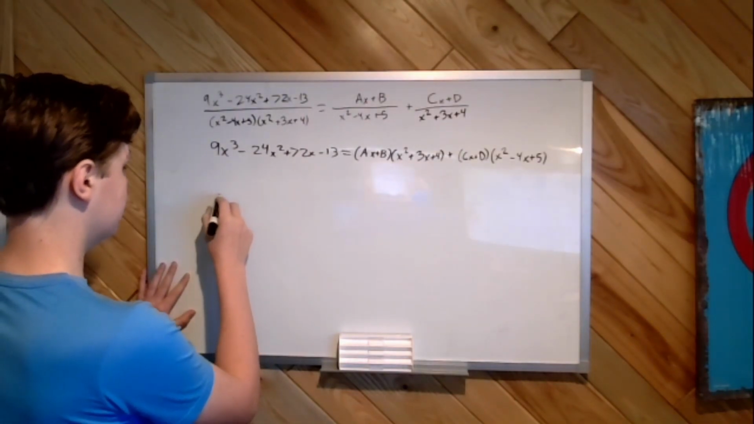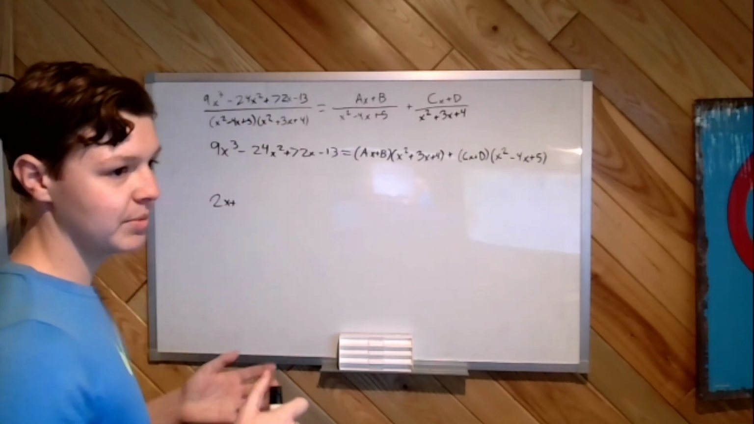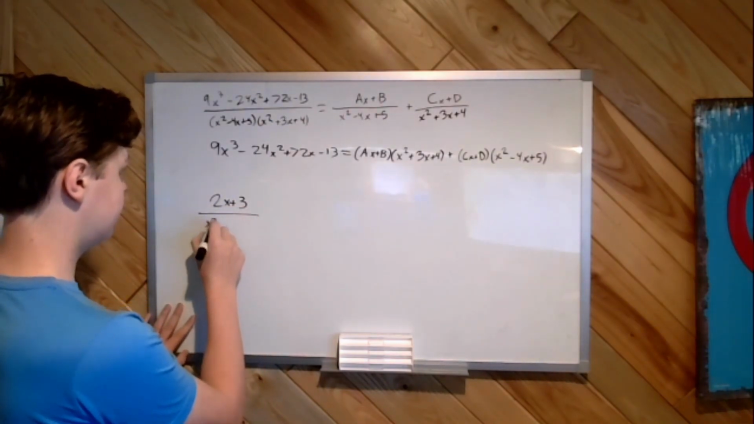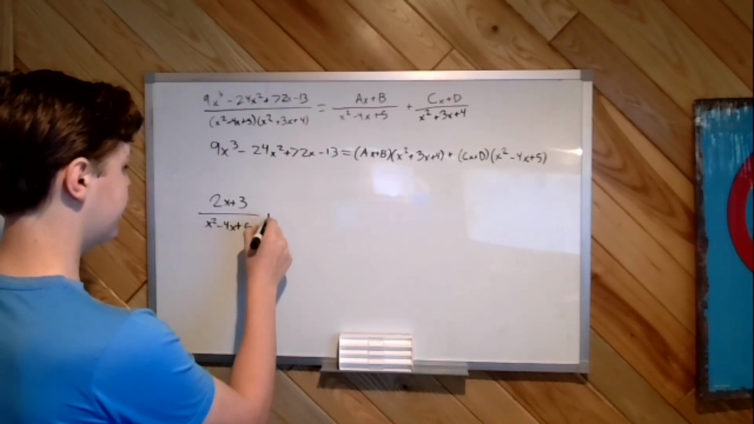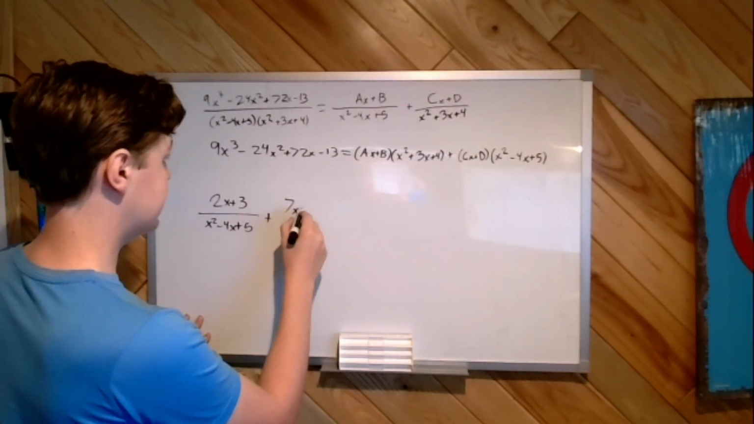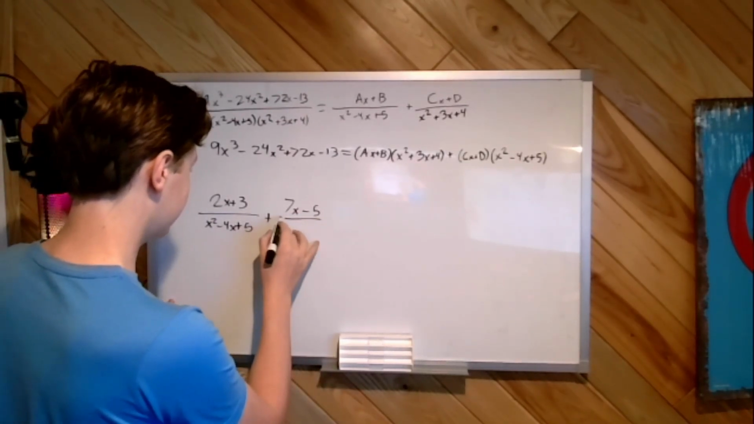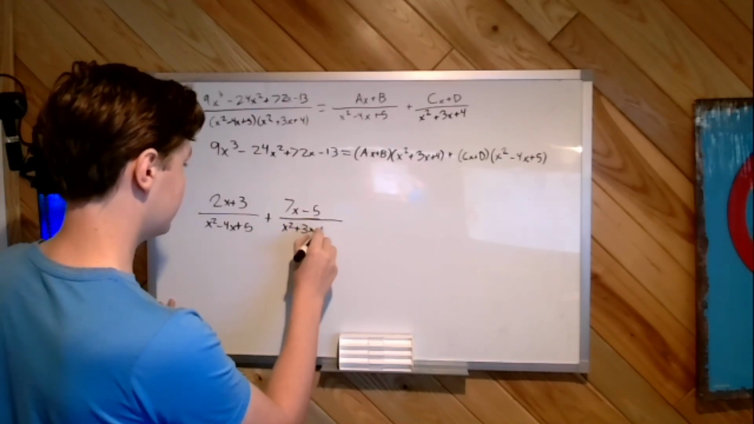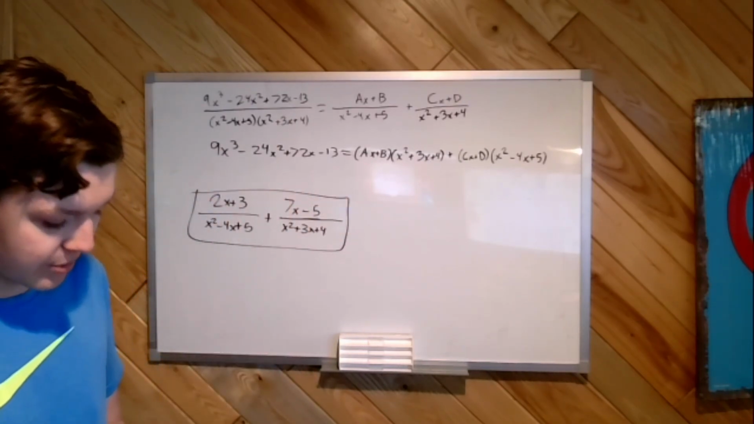So the solution: we know A was 2, so 2x plus, what was B? Well, B was 3. So now we have 3 over 4x plus 5 plus, and then what was C? C was 7. So we have 7x. D was negative 5. Just like that. Let's expand that: x squared plus 3x plus 4. Box that, and we're done. That's how we do the partial fraction decomposition.